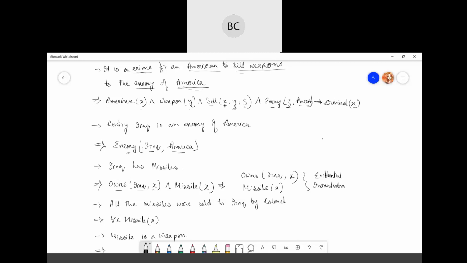Next fact is Iraq has missiles. That means Iraq owns some missiles, right? So I just wrote Owns(Iraq, X), and what is X? Missile is the X. So this whole fact I can divide into two parts. One is Owns(Iraq, X) and the other part is Missile(X), with the help of existential instantiation. In existential instantiation, if some of the things are correct, then we can also say the individual things are correct.